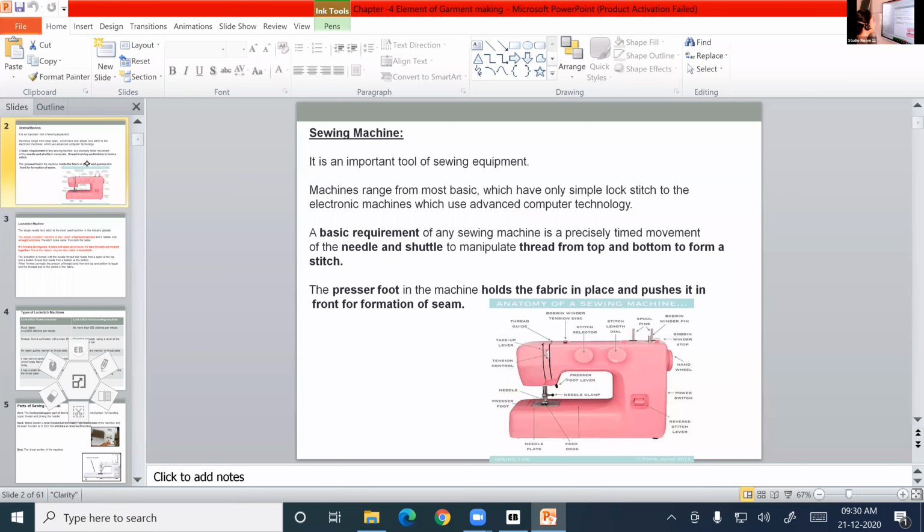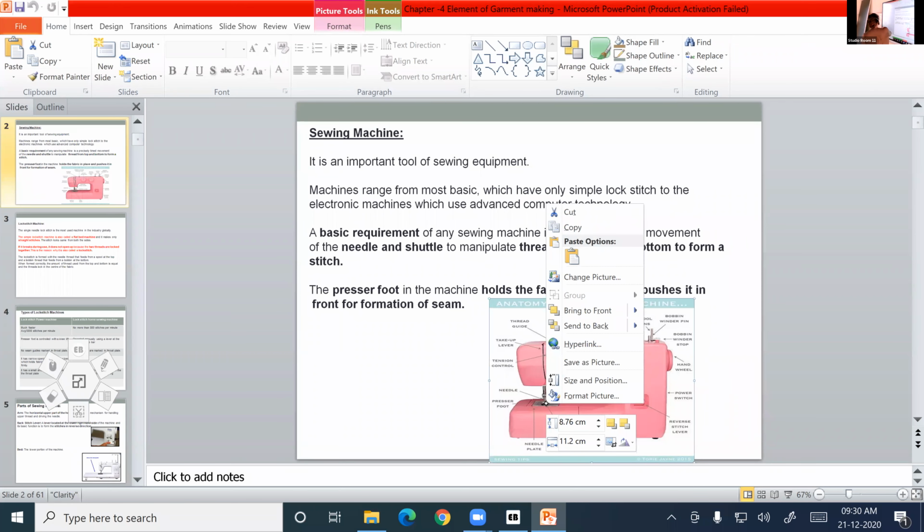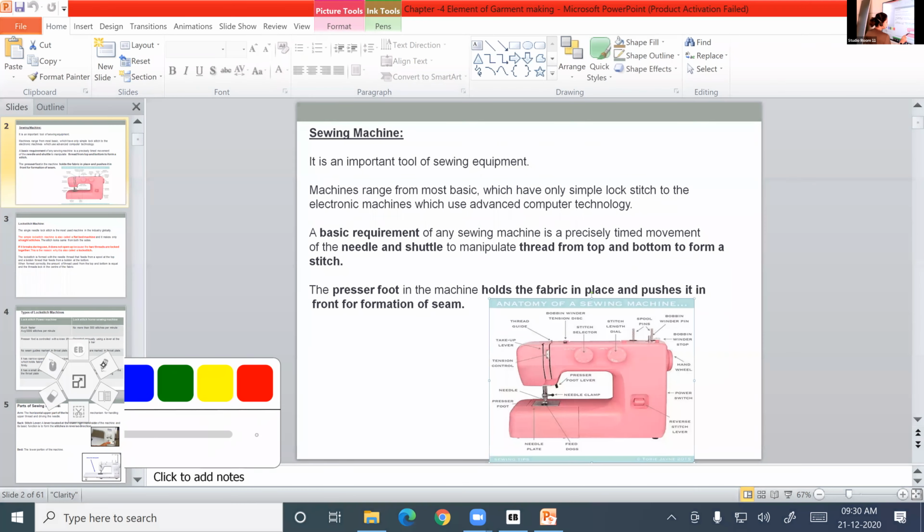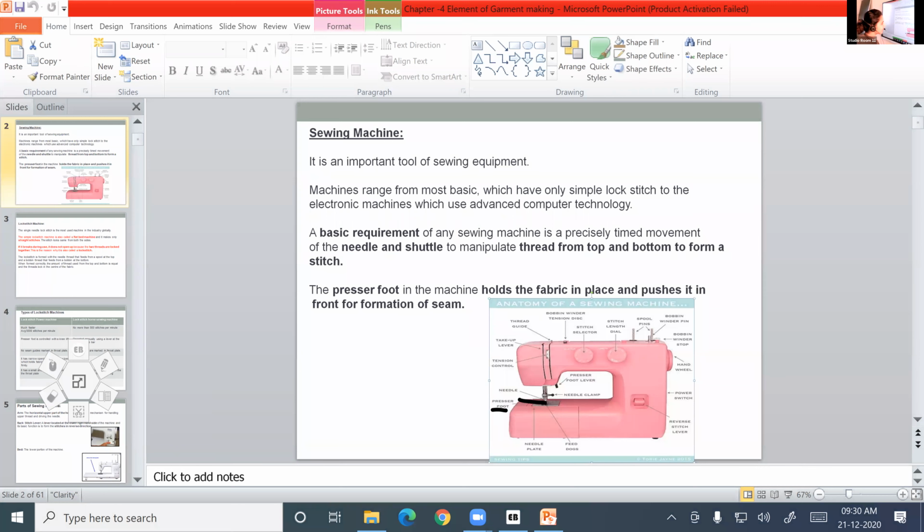And the presser foot in a machine holds the fabric in place and pushes it forward for formation of the seam. And this is the presser foot. Those who know stitching can understand.